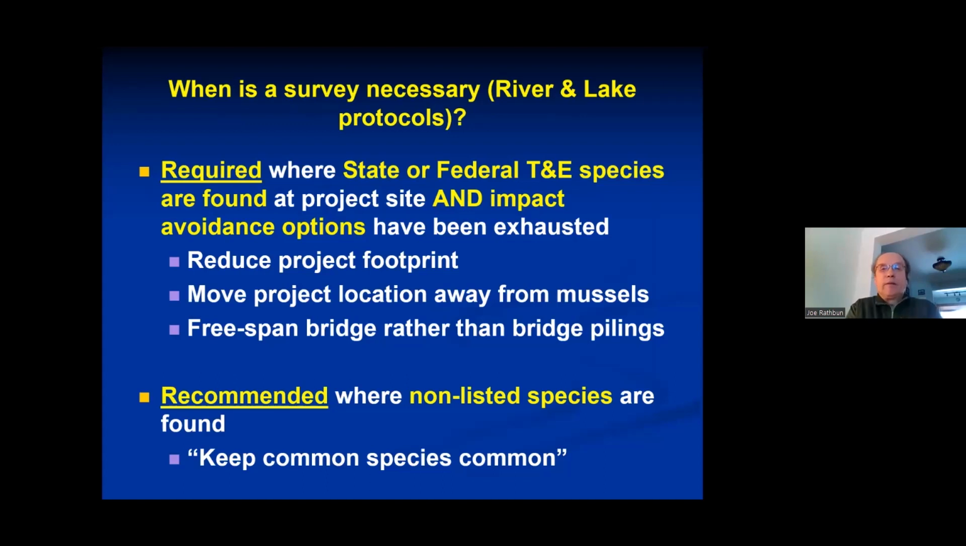The river and lake protocols are required to be used if you have state or federally listed species known or suspected at your project site, and you can't do anything more to reduce the impact of your project. You've reduced the project footprint. You could get out of using these protocols if you move the project away from the mussels. That's easier in river projects perhaps than in lake projects. An example would be installing a free span bridge rather than using bridge pilings in the river.